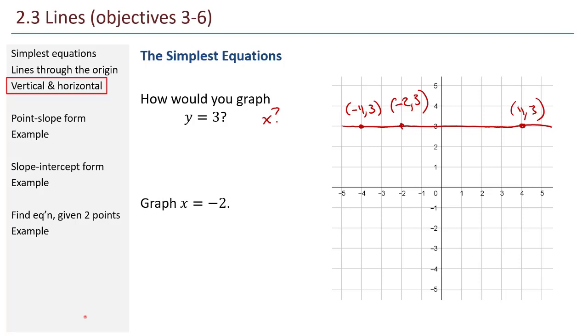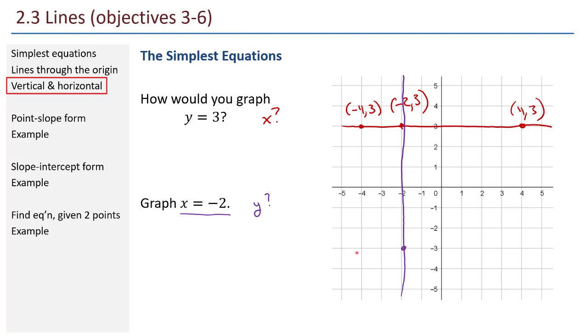Now let's graph the equation x equals -2. So again, the non-existence of the y tells me that y can be anything. Y is not restricted. My only restriction is that x equals -2. So this looks like a vertical line, a vertical line going through -2.